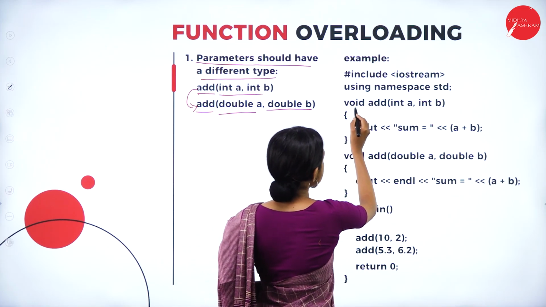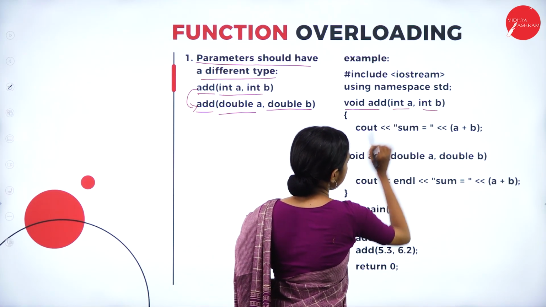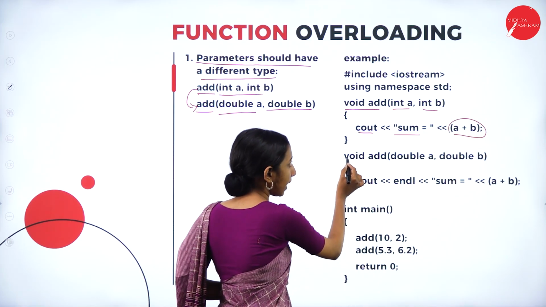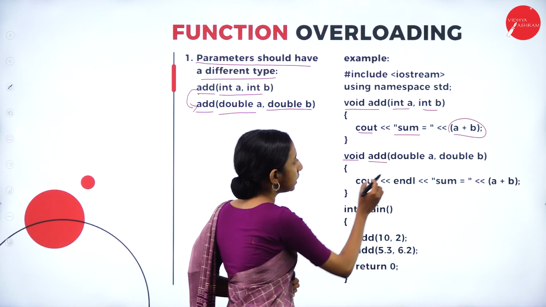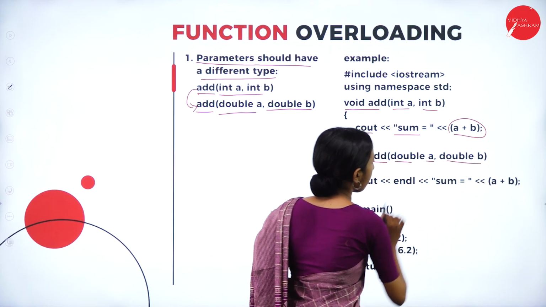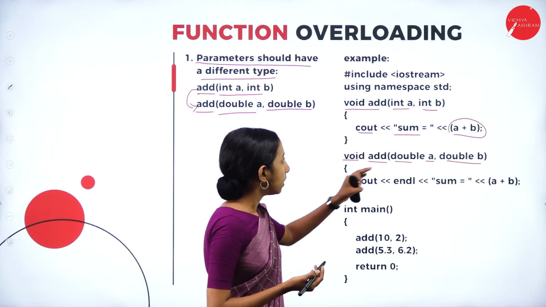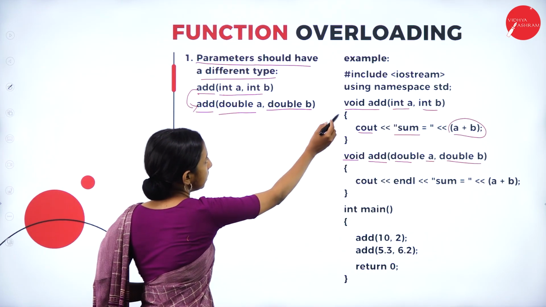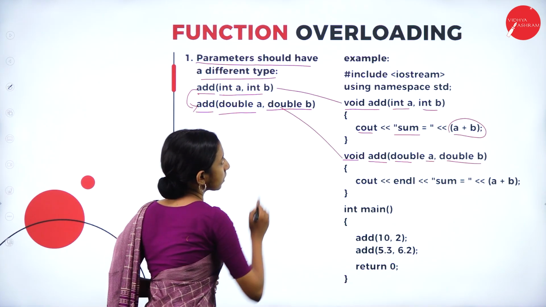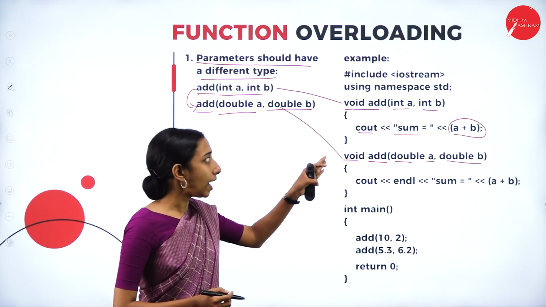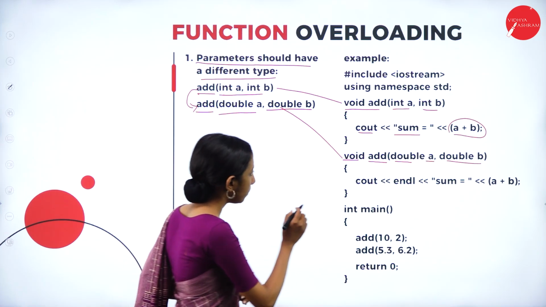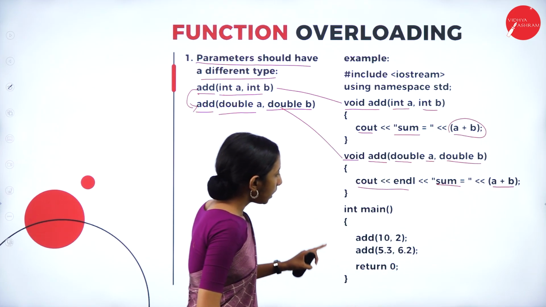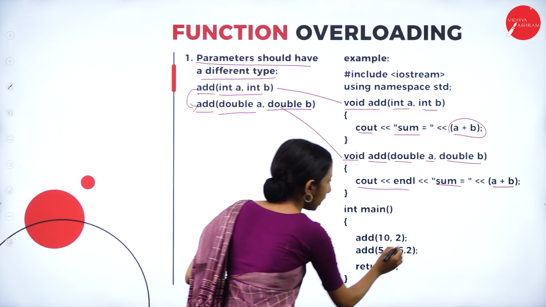So now here you can see void add int a, int b, cout sum a plus b. Again I am taking void add double a, double b. So I have taken the data type different. Here you can see I have taken two functions with the same name but different data types. Next, here also cout sum a plus b. So now in the int main I am calling the functions.